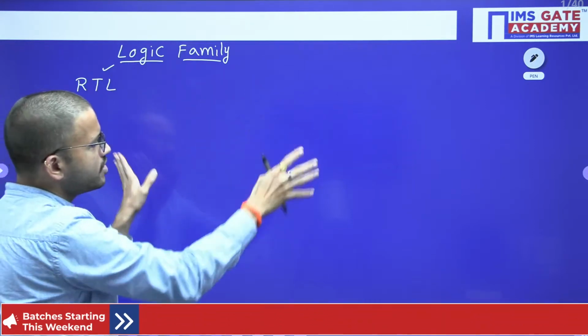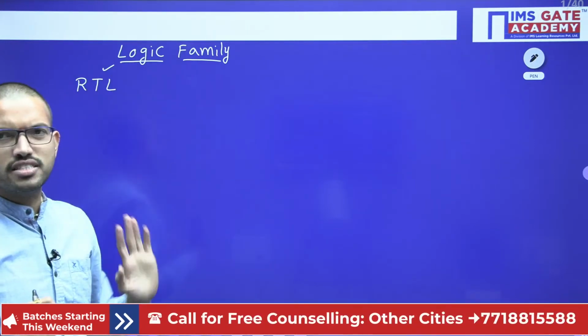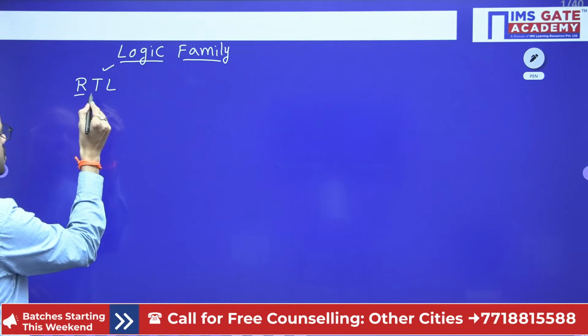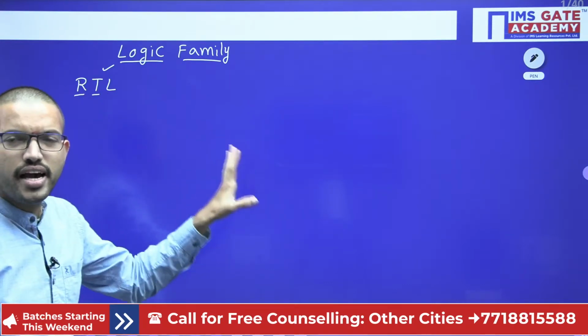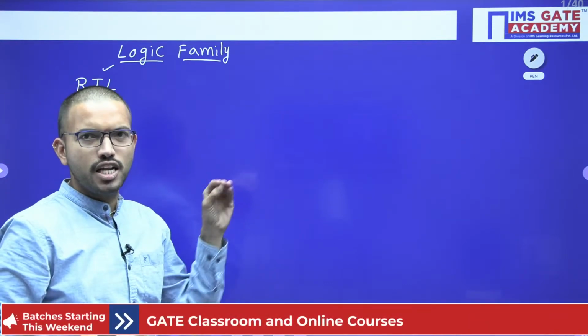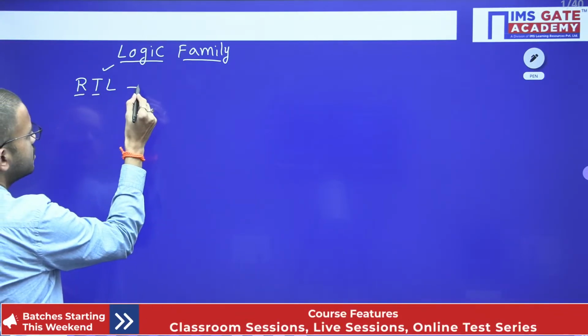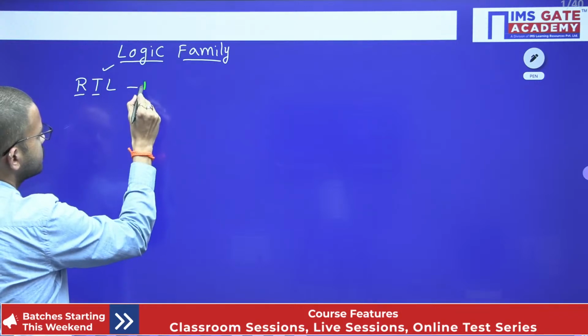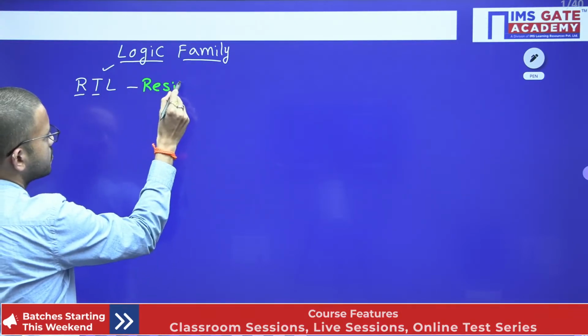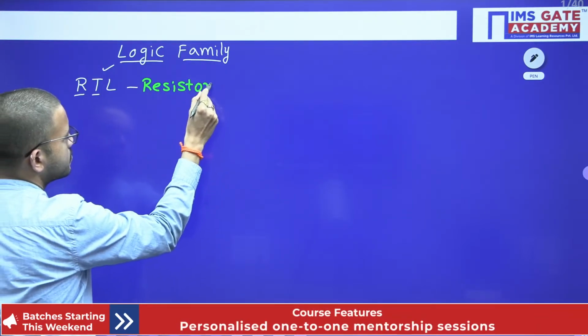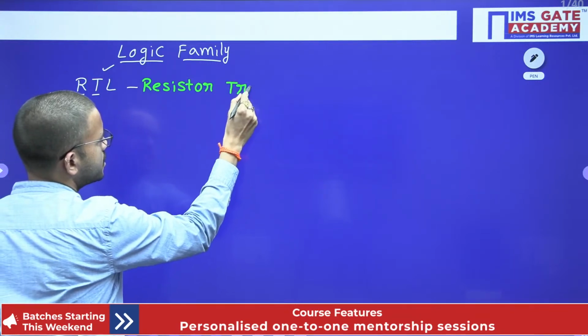If you are using diodes and transistors, before that I will just discuss resistor and transistor. Suppose you have one electronic circuit, and in that circuit you are using resistors and transistors, and with the help of that you are implementing a logic gate, then we will call that one resistor transistor logic family, RTL.